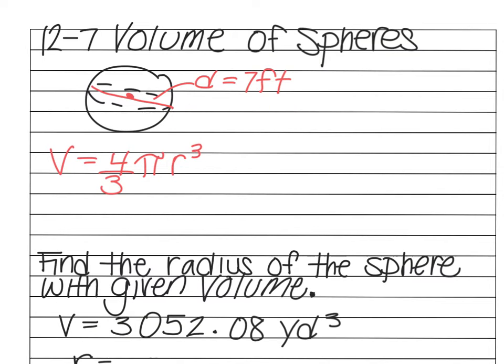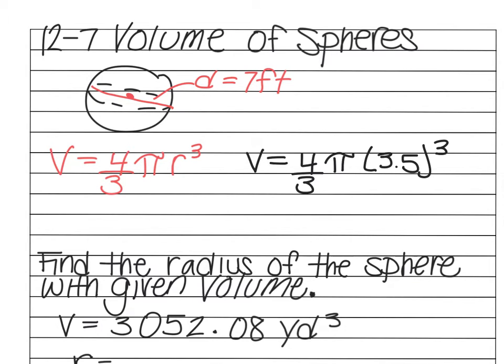So we know that we're looking in terms of the radius r, so we're going to have to divide 7 by 2. And so if I divide 7 by 2, I get 3.5. So my volume equals 4/3 pi times 3.5 cubed. So when I cube 3.5, and you must do that first because it's order of operations, you cannot multiply 4/3 by 3.5. You always have to do your exponents first.